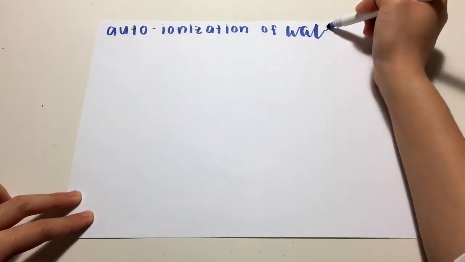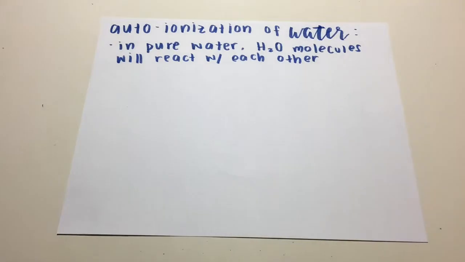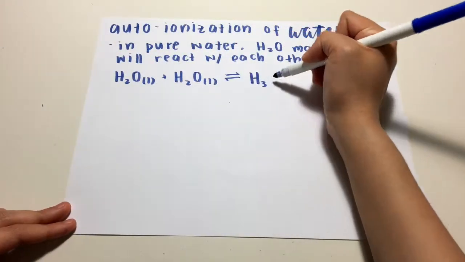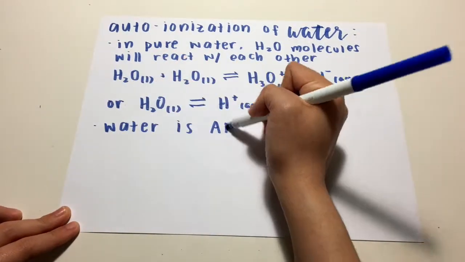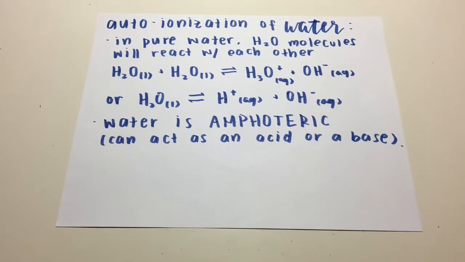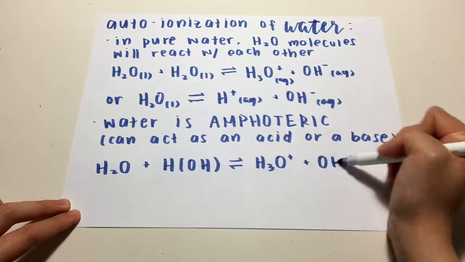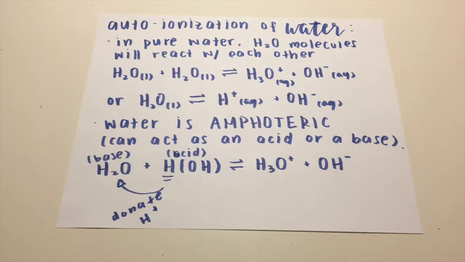Something cool about water is that it reacts with itself. So even in pure water, water molecules are constantly reacting with each other, producing hydronium ion and hydroxide ion, and then these ions will react with each other again to produce water molecules. This process is called the autoionization of water. This makes water amphoteric, meaning it can act as an acid or a base. One water molecule will donate its proton, and another water molecule will accept it, which allows water to autoionize.